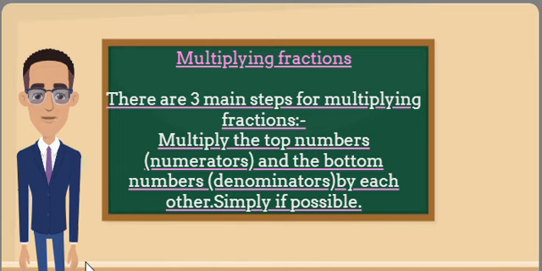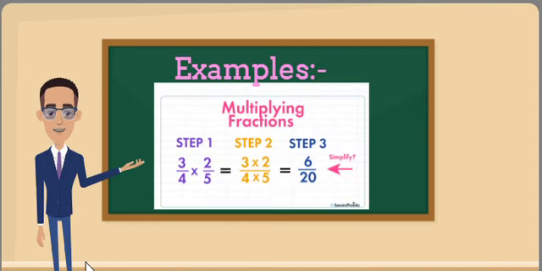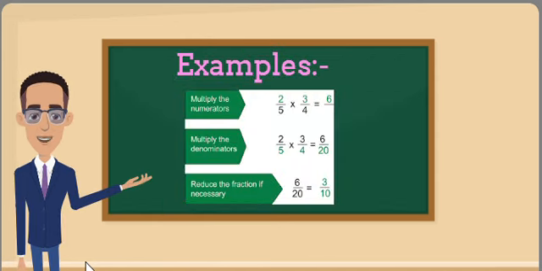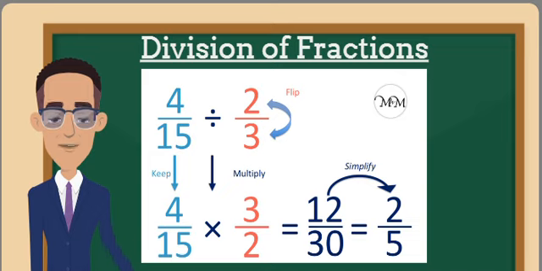Multiplying fractions. Let us understand how to multiply the fractions. To multiply fractions, there are three main steps. First step is to multiply numerator by numerator. For example, 3 by 4 into 2 by 5, we get the answer as 6 by 20. Example, half into 3 by 4, we get the answer as 3 by 8. Example, 2 by 5 into 3 by 4 is 6 by 20. This can be simplified further as 3 by 20.